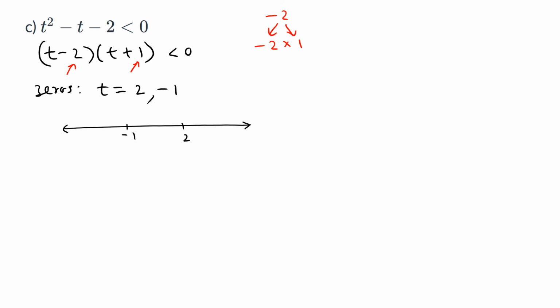Now we pick test points. So here you can say t equal 3 would be a good test point. If you plug in t equal 3, you get plus 1 and plus 4. So plus plus, that means this is plus. And then here in the middle, you can say t equals 0 as a test point. If you plug in 0, you get negative positive, which is negative.